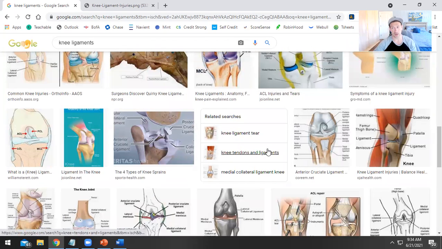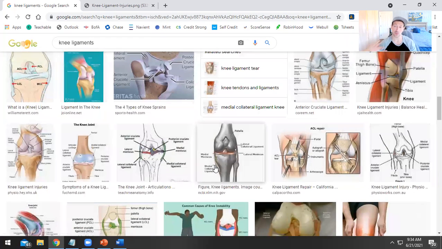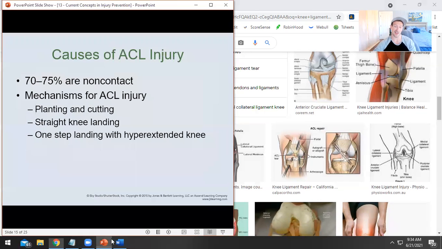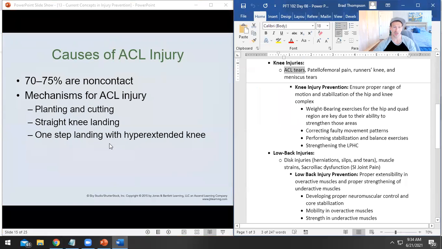ACL tears, though, very common in the world of sports because a lot of times we have these really strong cuts to the outside. You'll be sprinting and then boom, you make a cut to the outside there, and you'll drive your knee and your foot into the ground really hard to make this really big, powerful cut, and that's where you see it, right? Or sometimes you will see it during a straight knee landing.